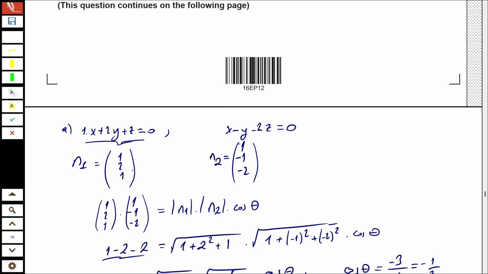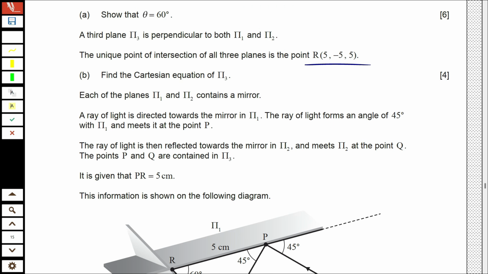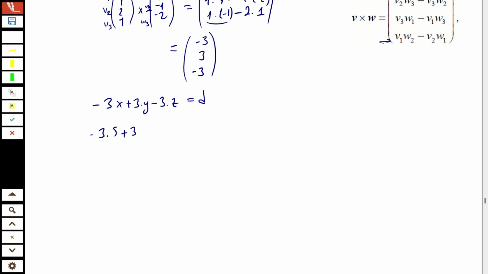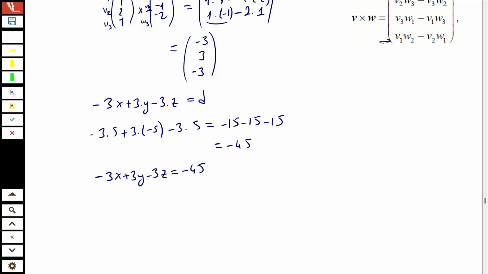To find the constant, you can use the point which is given in here, R, 5, minus 5, 5. It's going to be minus 15, minus 15, minus 15, and then you can see that it is minus 45. So we found the constant d. You can write the equation of this plane like this, and when you divide it by minus 3, you will see that x minus y plus z is going to be 15.